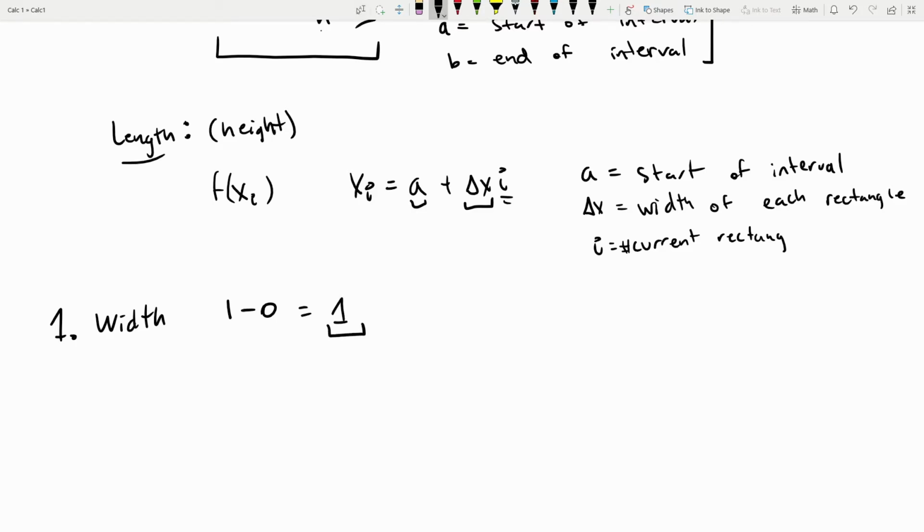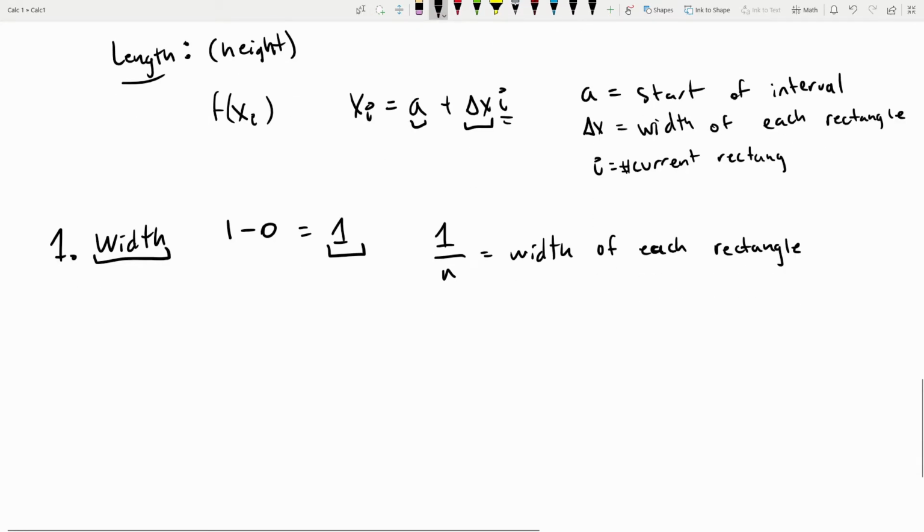So the total length of this interval is 1 x unit, or x value, whatever you want to call it. But now we want to find out the width per rectangle. And how many rectangles do we have? We have n rectangles, so I just need to make a simple division. So this right here is equal to the width of each rectangle.